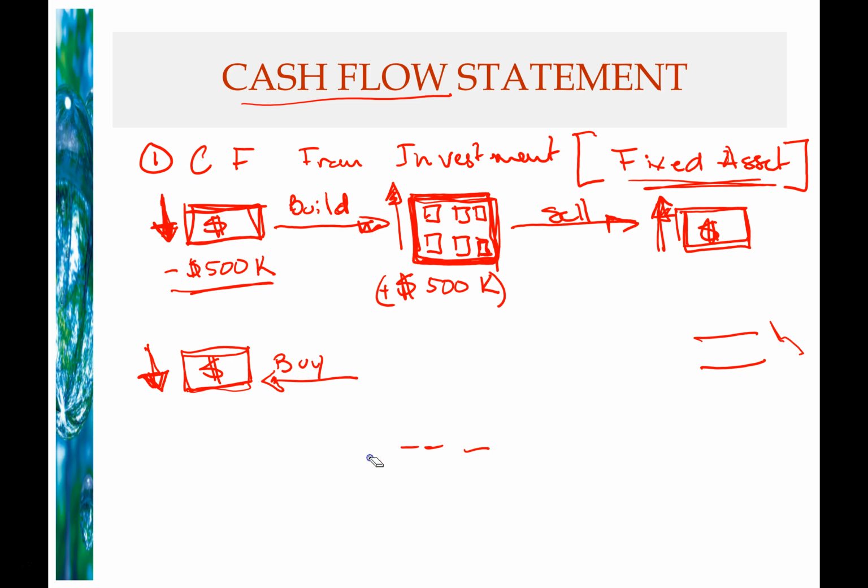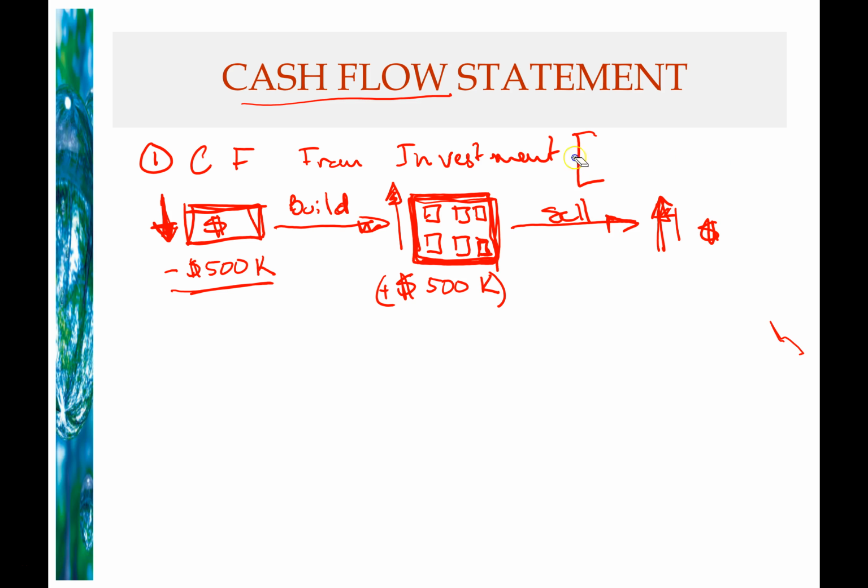Okay. Now we'll go over the third category, or the third section, which is cash flow from financing. And we'll see exactly how the cash moves within this section.